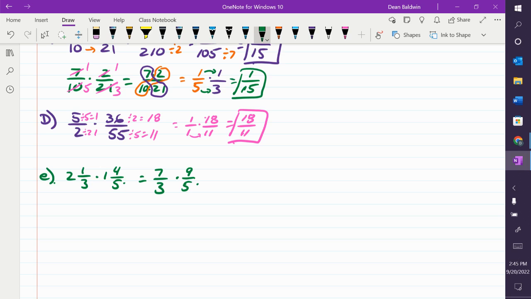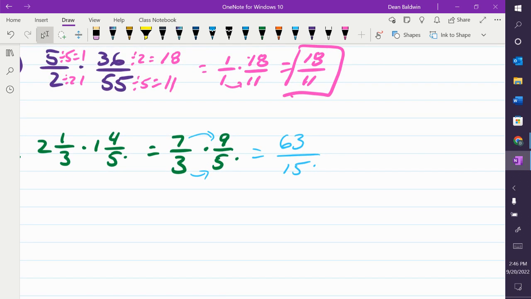How do you multiply? Seven times 9 is 63. 3 times 5 is 15. Is there anything that goes into both of those? 3 goes into both of those. 21 over 5. Questions? Do we feel okay about that?